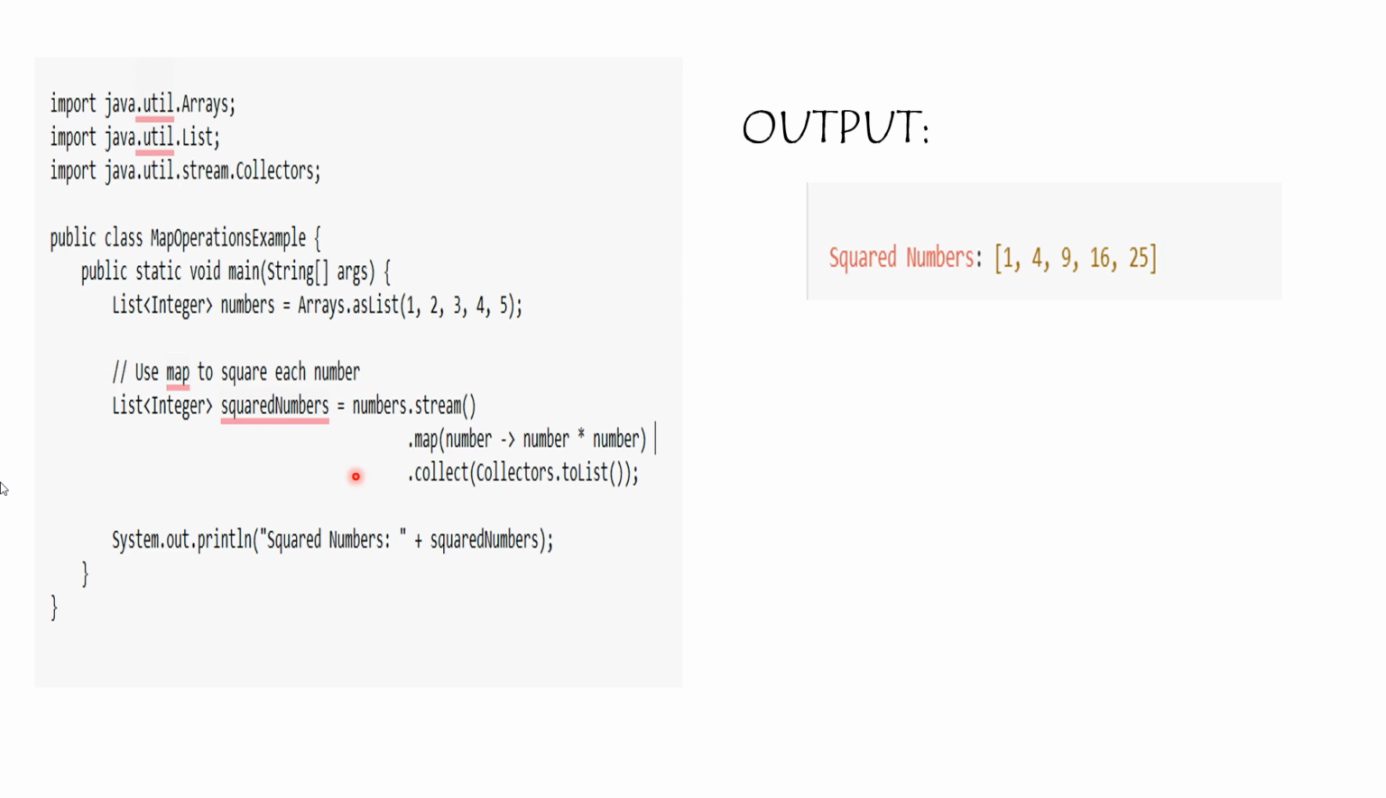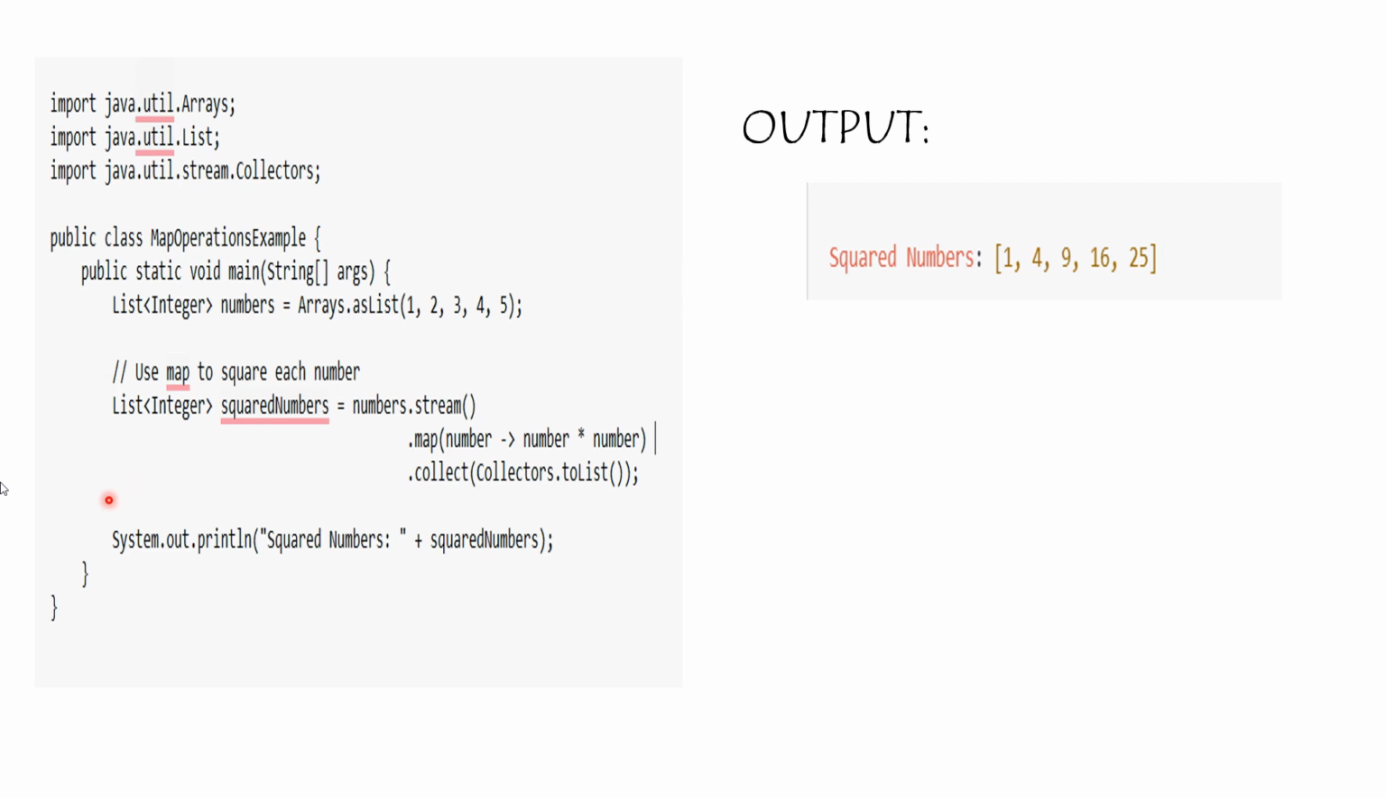The map function creates a new stream with these squared values. Next, collect(Collectors.toList()). This collects the elements in the transformed stream back into a list. The result is a new list of squared numbers stored in squaredNumbers.